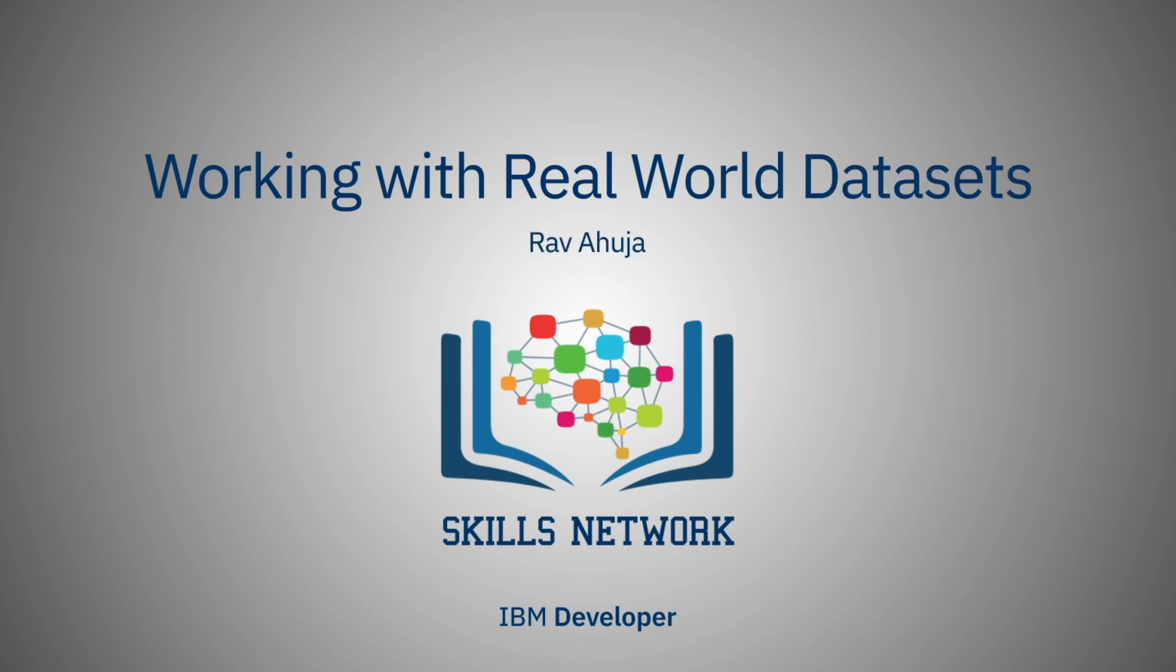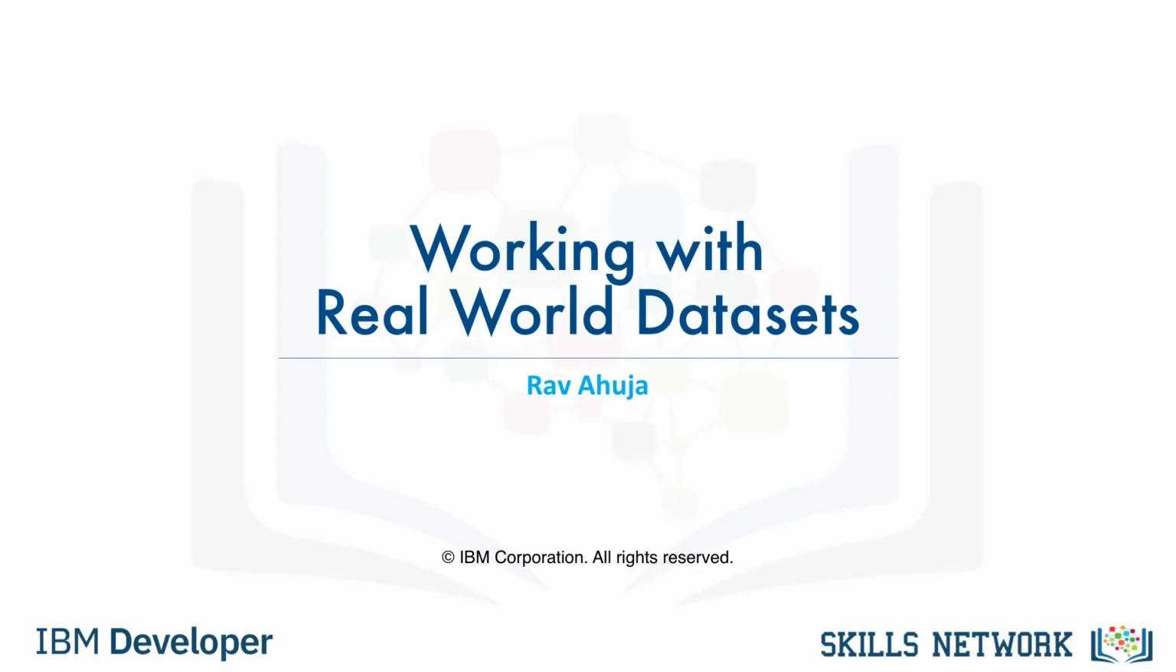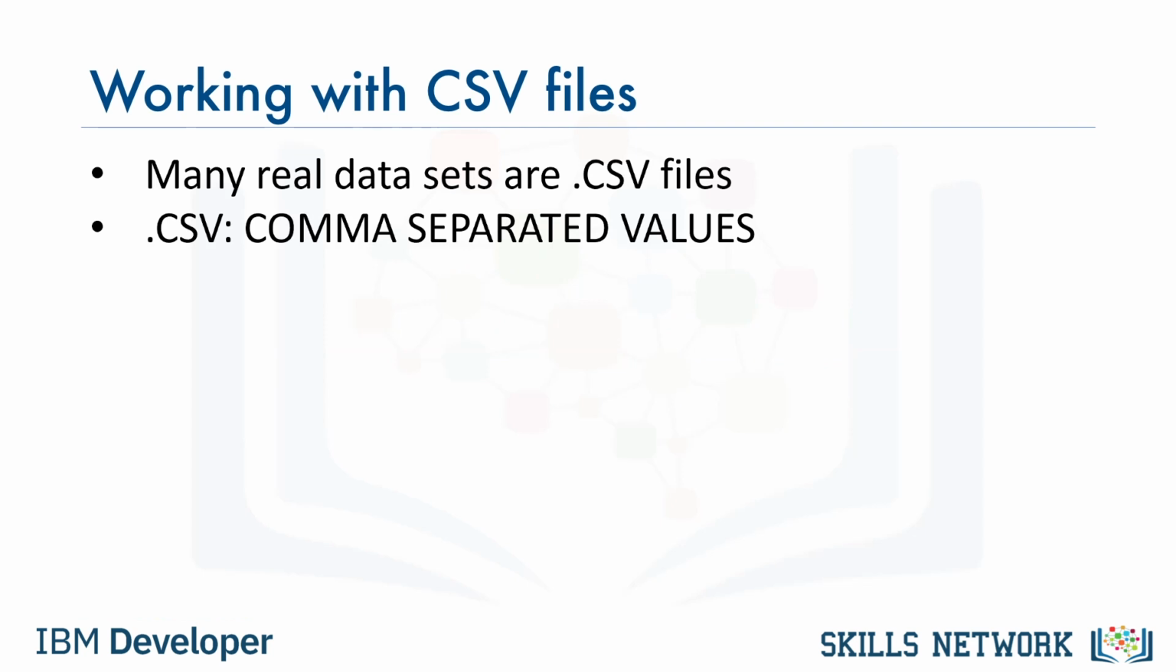Hello and welcome. In this video, we'll give you a few hints and tips for working with real-world datasets. Many of the real-world datasets are made available as .csv files. These are text files which contain data values typically separated by commas. In some cases, a different separator, such as a semicolon, may be used.